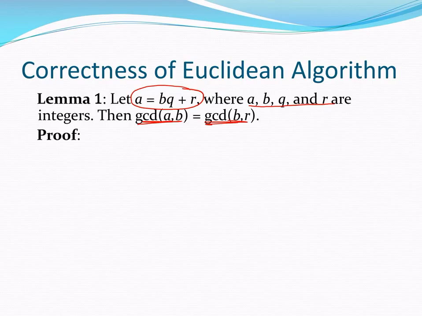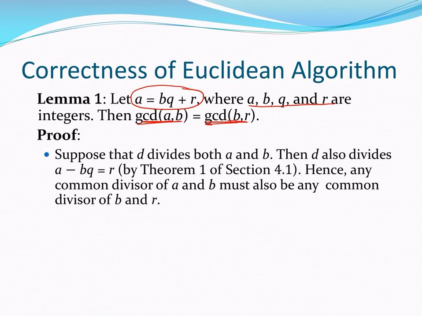How do we know? Well, first let's suppose that D divides both A and B, and there must be something that divides it, even if it's as small as 1. Then if we subtract BQ from A, we get that A is divisible by D, B times Q is divisible by D, therefore R is divisible by D. So any common divisor of A and B must be a common divisor of B and R.